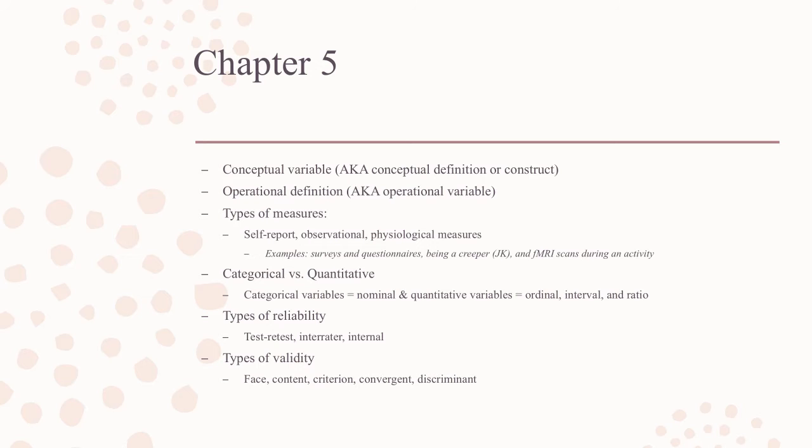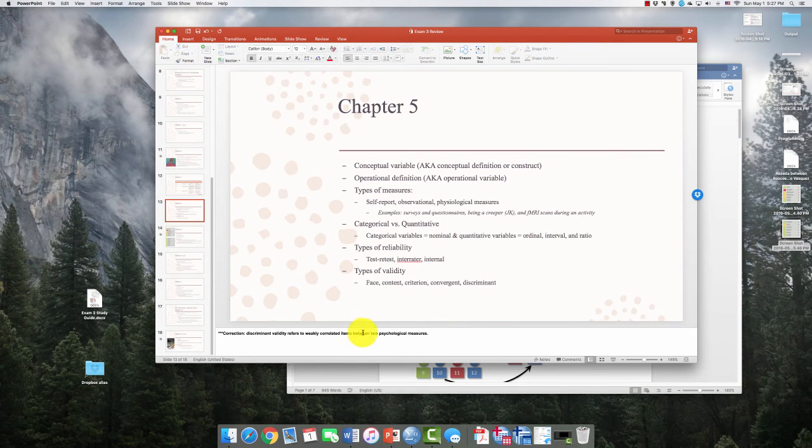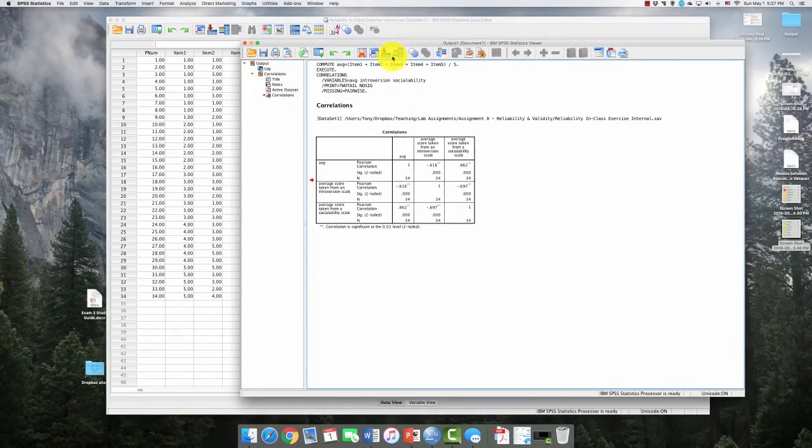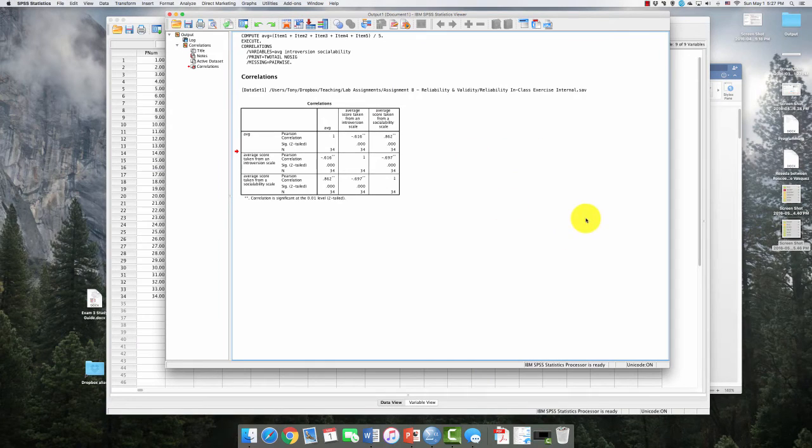Discriminant validity, I just wanted to make a correction also. I made a mistake when explaining this to you guys. Some of you might have seen the confusion in my face when I was looking at the results from the reliability validity assignment. So I want to go back to the data and the output. Last time I had said there's good discriminant validity between introversion and the average comedic score.